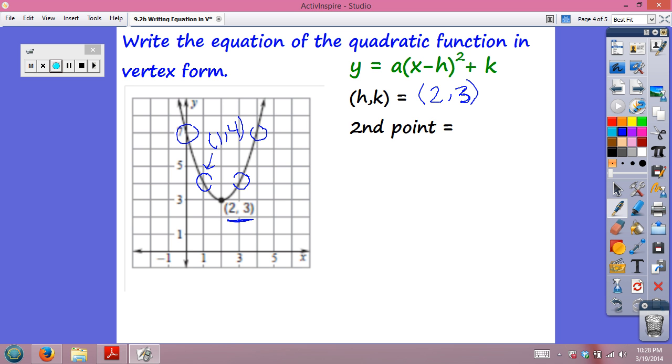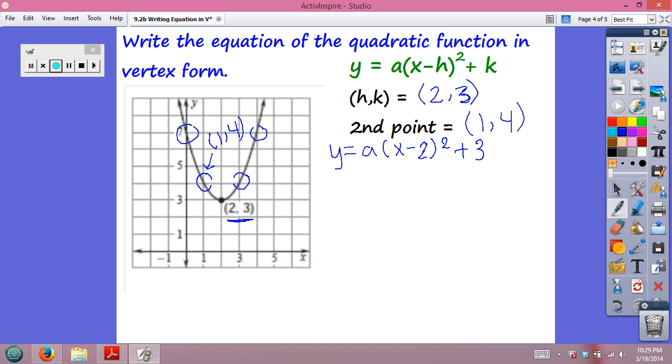Remember to be aware of your scale, because in the last graph we were given a graph by 2s, so you always have to pay attention to what's being graphed. So my second point is 1, 4. So from our steps, the first thing we do is plug in our (h, k) values into our equation. So we get y equals a times (x minus h, which is a positive 2, so it stays minus 2) squared, plus k, which we see is 3 from our vertex point.